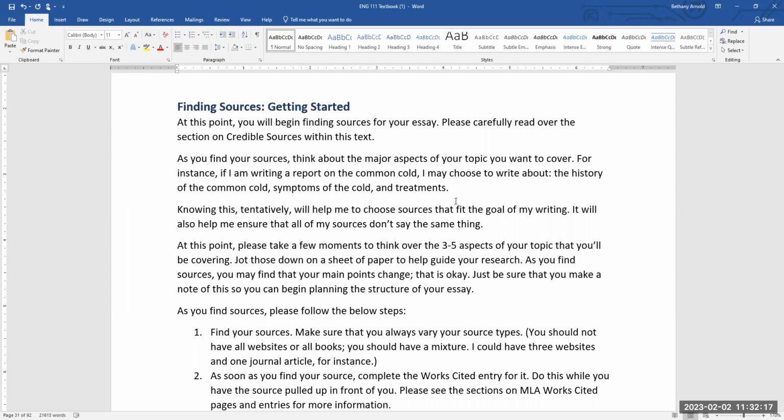So if I'm writing about the common cold, I do not want to find a source that it looks like was just thrown together. I don't want a blog. I don't want to use a forum. I definitely don't want to use Wikipedia. Instead, I could find something from a credible organization, a credible journal, a credible medical journal that talks about the common cold. So again, you are only as good as the sources you use.